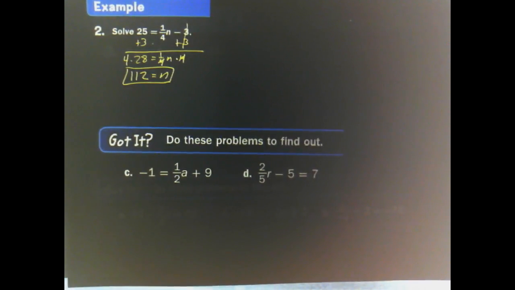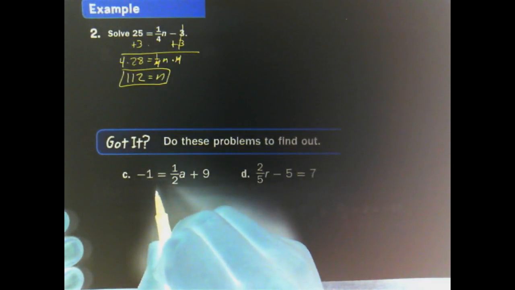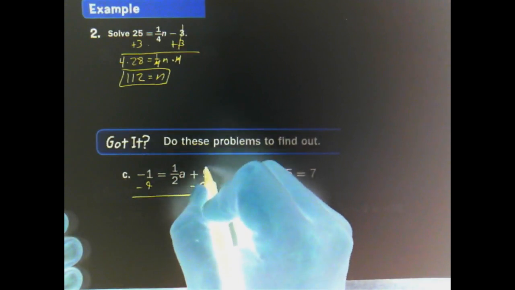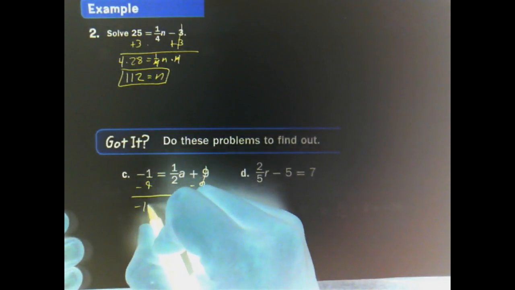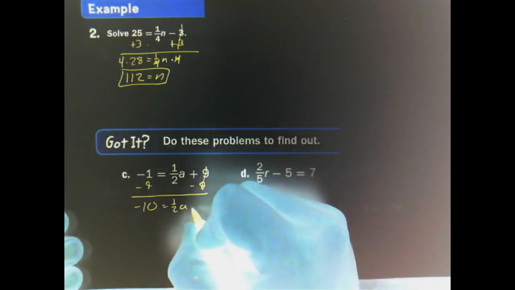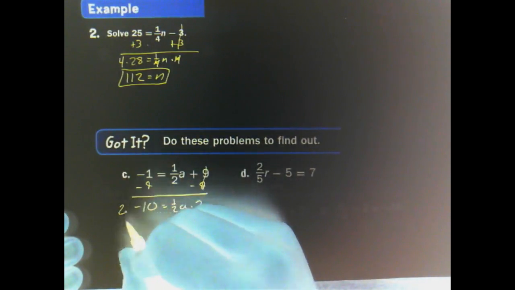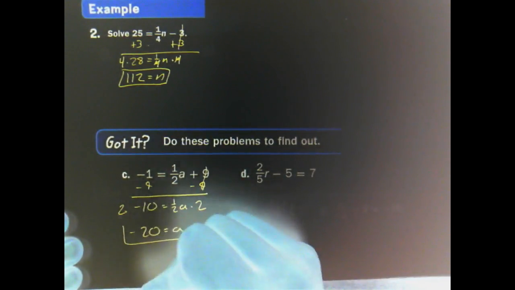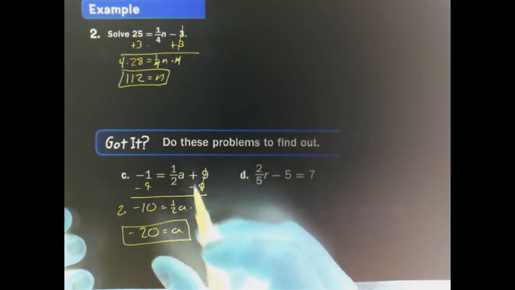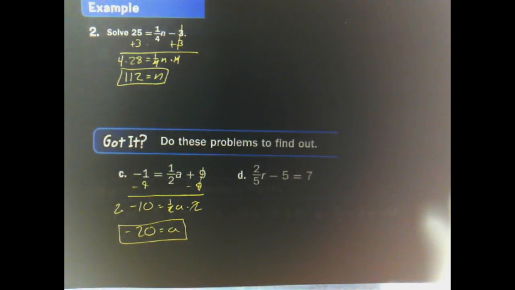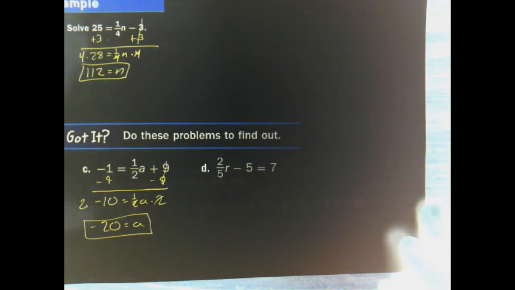All right, you should be back from trying C and D. So here, C, step 1, we need to get rid of the plus 9, so I subtract 9 on both sides. Negative 1 minus 9 gives me a negative 10 is equal to 1/2 a. Multiply by the reciprocal. The reciprocal of 1/2 is 2/1 or 2. 2 times negative 10 is negative 20 is equal to a. Those cancel. D, if we take a look at D, 2/5 r minus 5 is equal to 7.